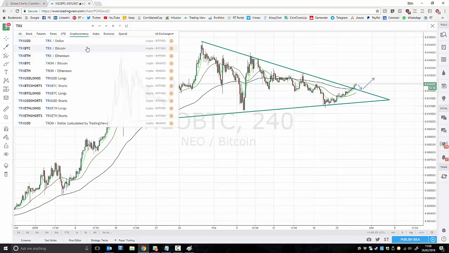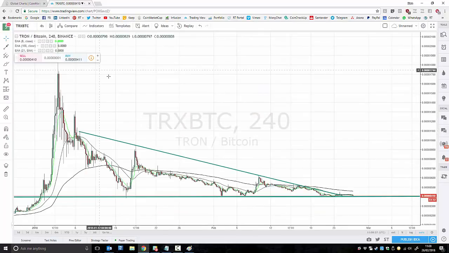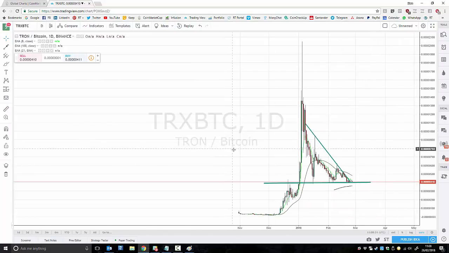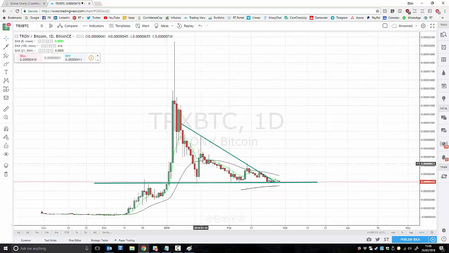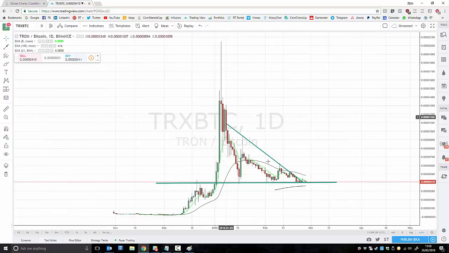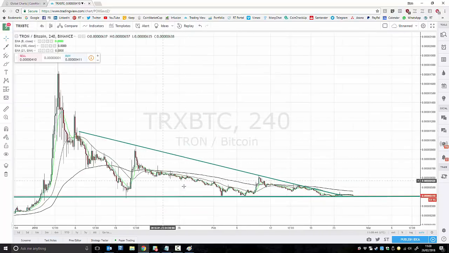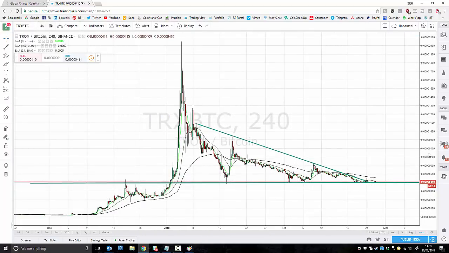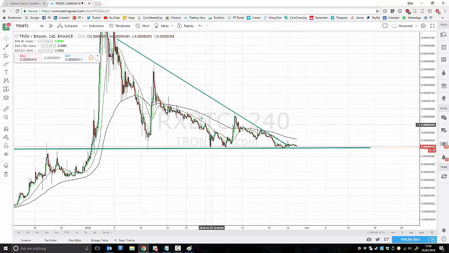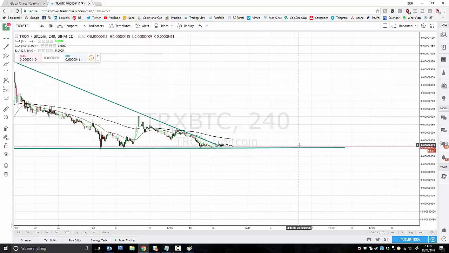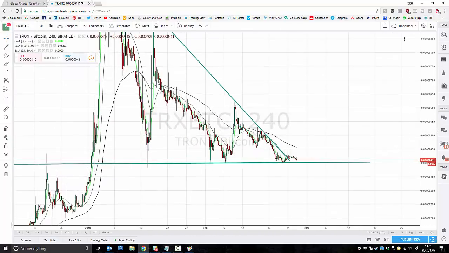Let's have a look at Tron, everyone's favorite at the moment. The big picture, if we look at the daily chart, we had this massive pump and then dump. And we should see a spark to the upside. As you can see, the market doesn't like being squeezed for too long, but there's a lot of bots going on here. And so it's sort of limped out of this market.